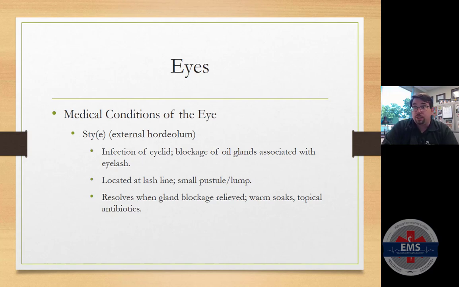It's an infection of the eyelid or a blockage in one of the oil glands associated with an eyelash. In essence, it's like a little pimple on your eyelid. It's going to be located at the lash line. It's going to be a small pustule type, pus-filled lump, and it typically resolves itself once that gland blockage is relieved. Typically that's by warm water or topical antibiotics that can be used.